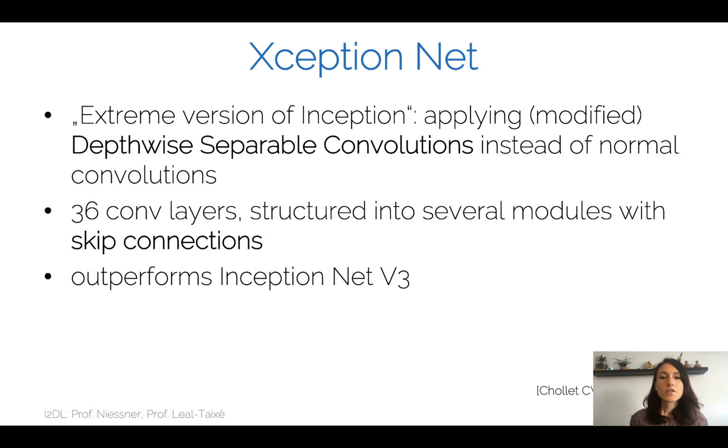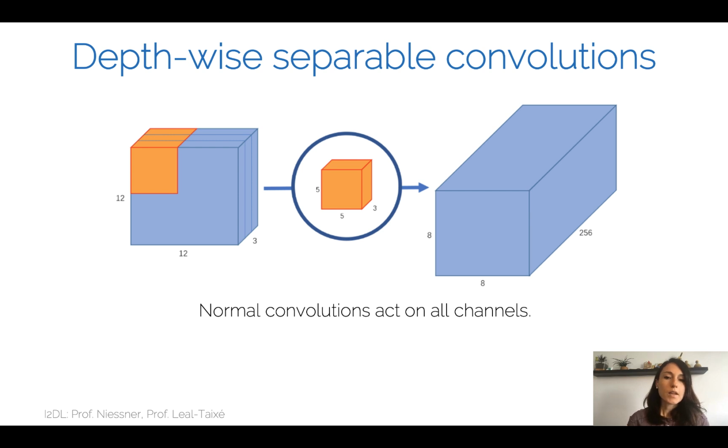The last architecture that I want to talk about today is the Xception net. And this is because it has a special type of convolutions that are really interesting and that have a similar goal as the 1x1 convolutions in Inception net. And these are depth-wise separable convolutions. So what are these? So this is a representation of a normal convolution, right? A normal convolution acts on all channels.